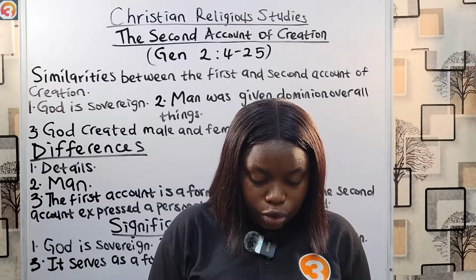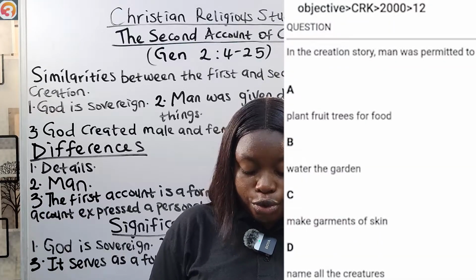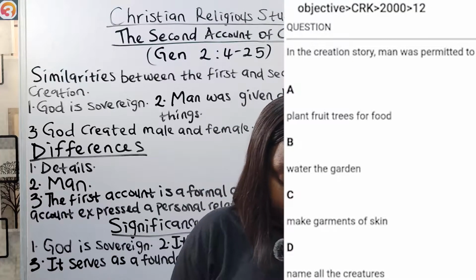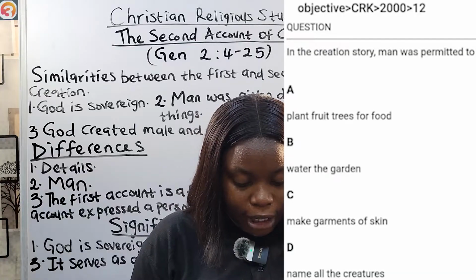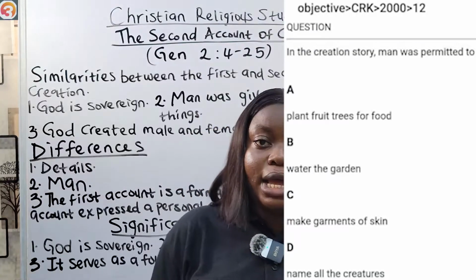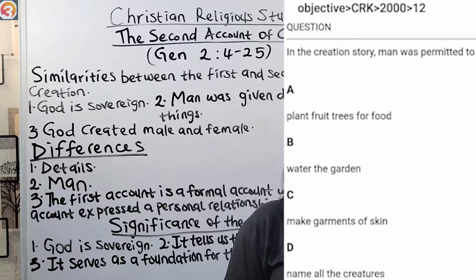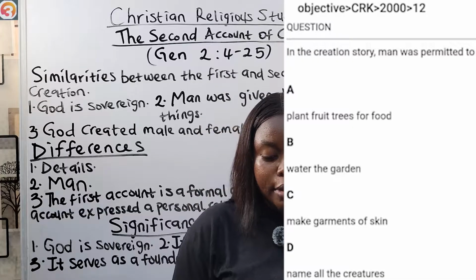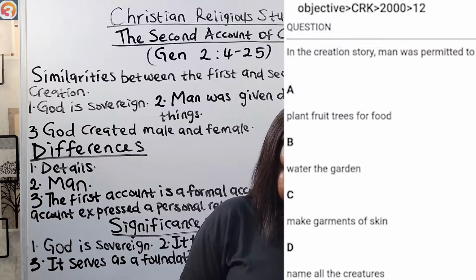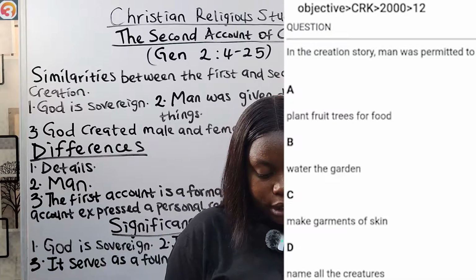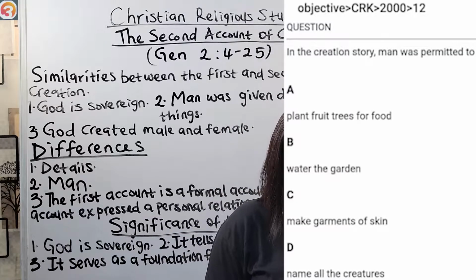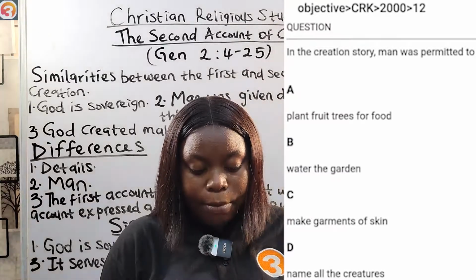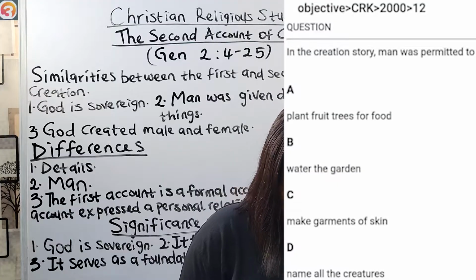Asked in the year 2000, number 12. In the creation story, man was permitted to A. Plant fruit trees for food. B. Water the garden. C. Make garments of skin. D. Name all the creatures. The answer is name all the creatures. God grew the trees. He made trees to grow from the ground. He made a river water the garden. Then making garments of skin, that was done way after they had disobeyed God. So the answer to this question is D. Name all the creatures. And then we have another.